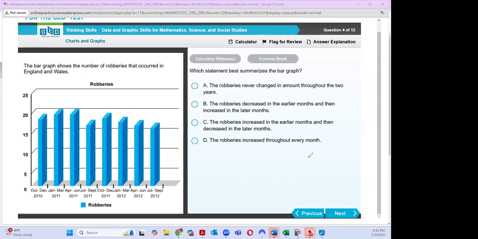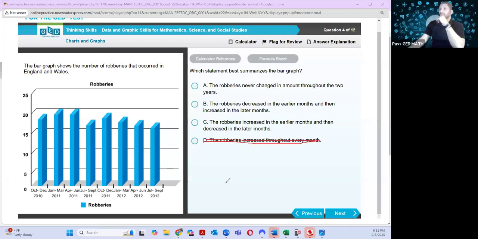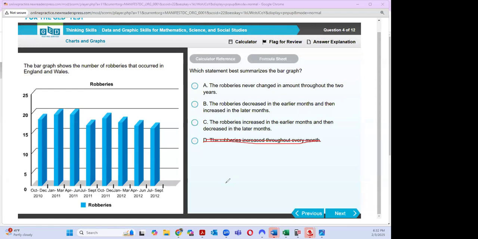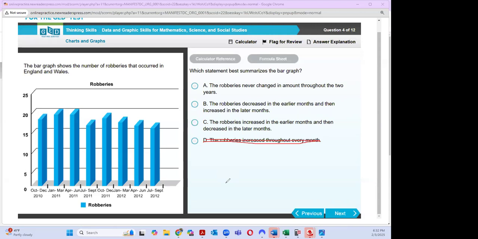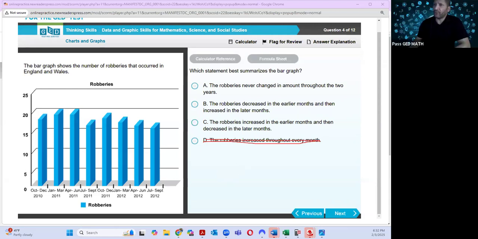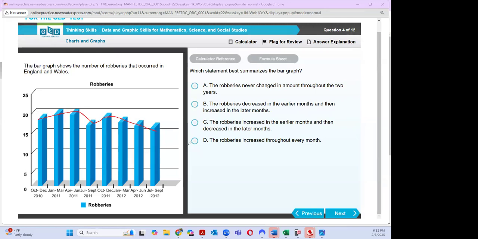Let me see. Yeah, I would say get rid of D because it says increase. Right. What other one? Well, anything that said increase, I would say C. Why would you say anything that says increase? Well, it did increase. So the reason why you got rid of D is because it says the robberies increased throughout every month. So that means it kept going up, kept going up. This is not going up, going up. This is going up, going down, up, and then back, and then down. Okay. Yeah, those are the trends that it's showing you, right?